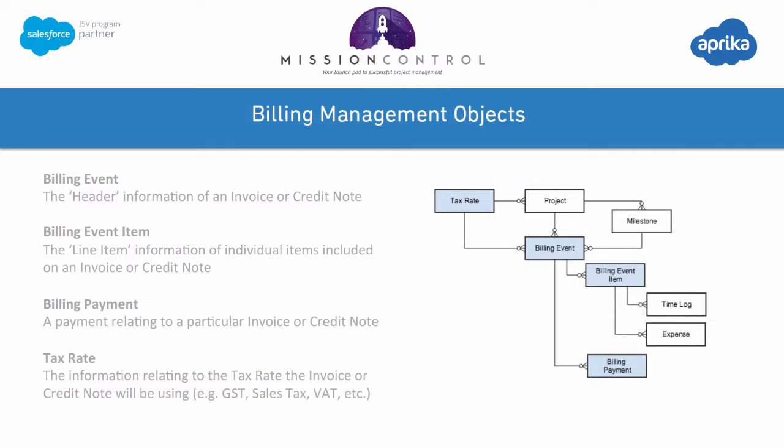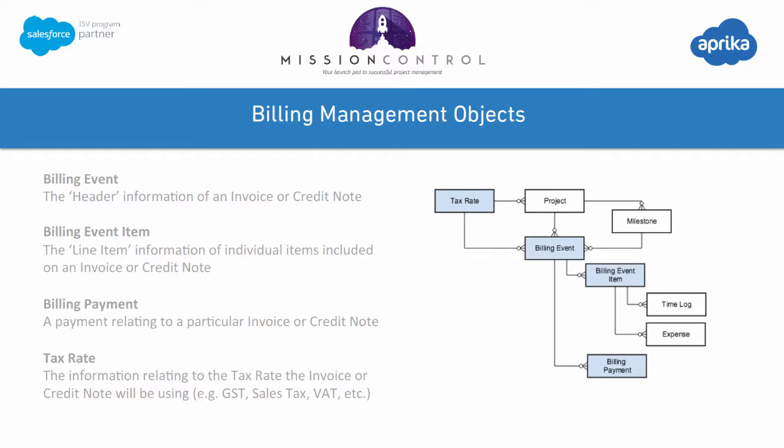Looking at the objects that drive the billing management process inside Mission Control in a bit more detail, you can see on the right hand side here we've got the four core objects highlighted. The billing event is the header information for an individual invoice or credit note. The billing event item contains the individual items, the line items of an invoice or a credit note. The billing payment relates to the money that has been received by the client in receipt of the invoice.